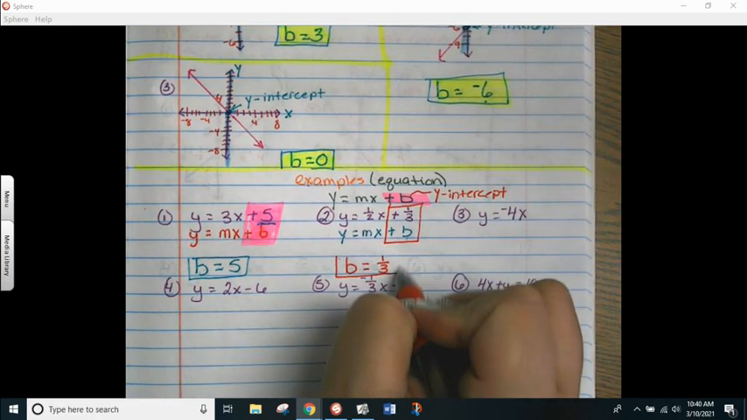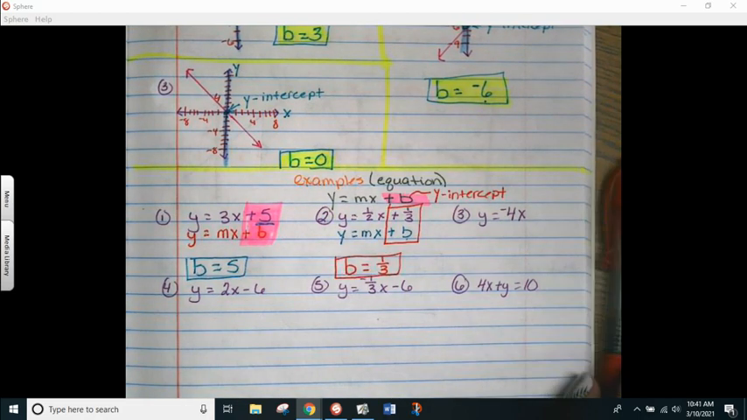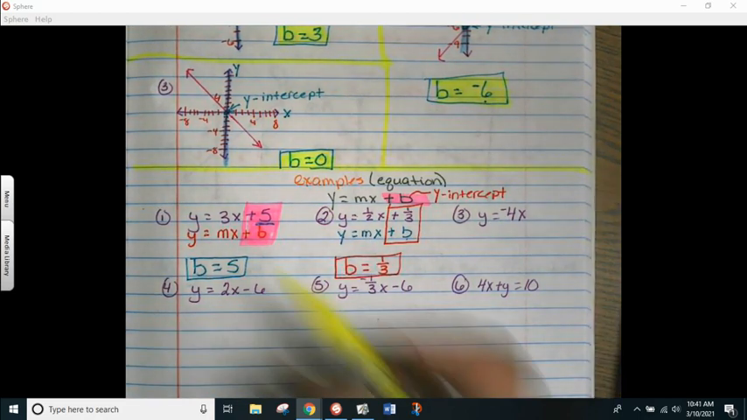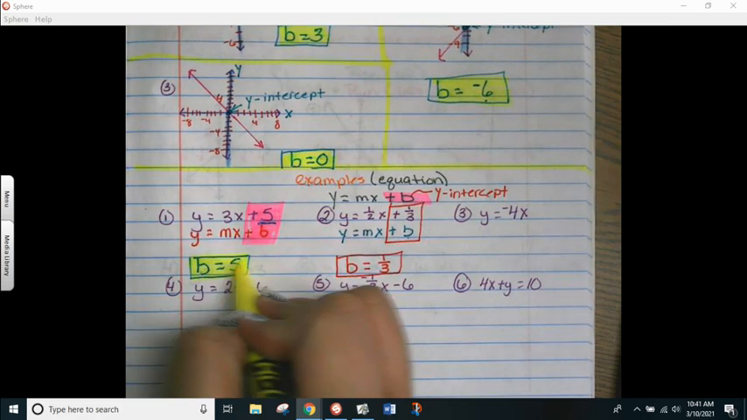That's all you have to do. Don't overthink it. That's all you have to do. That's what you have to understand on this equation.